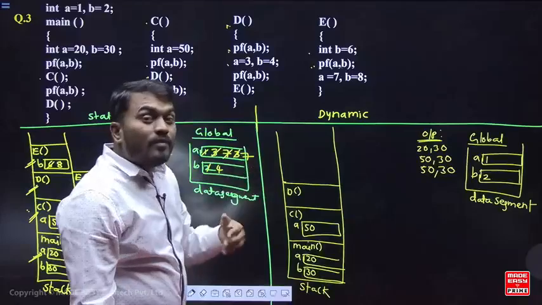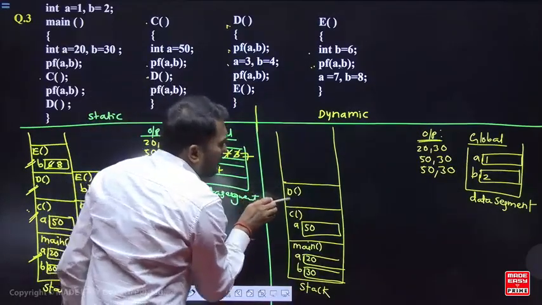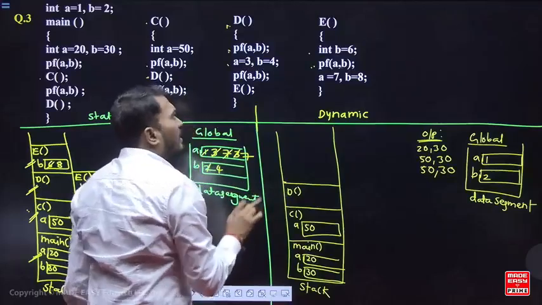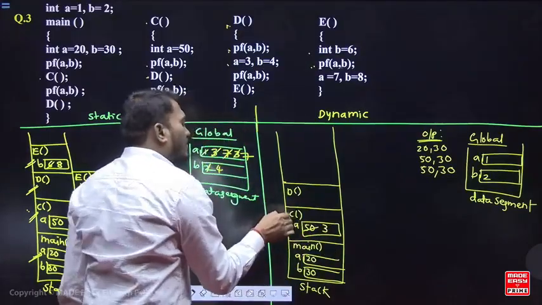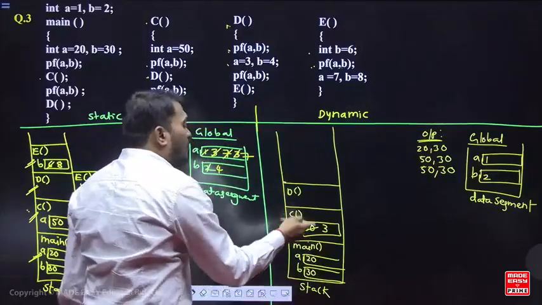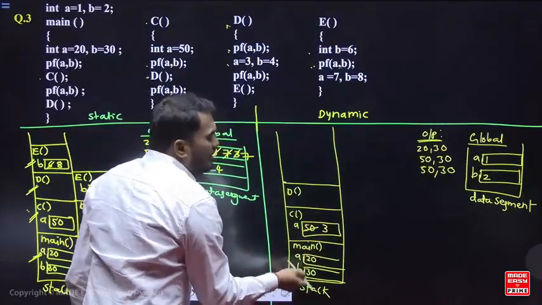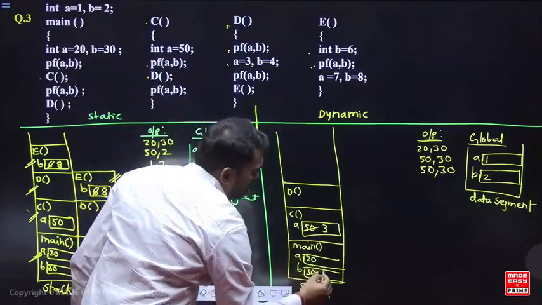These are free variables, so where do you update? In the previous calling. Who called the function D? C. In C, is variable A available? Yes. So here the A value will change to 3. And in function C, is B available? Not available. So where do you update B? The previous calling. Who called C? Main. In main, is B available? Yes, available. So you change it to 4.